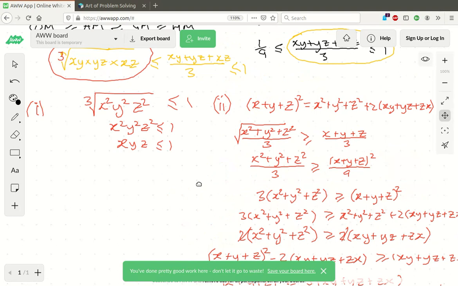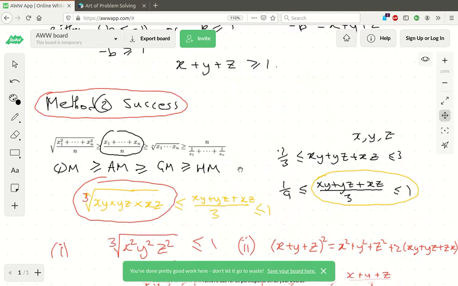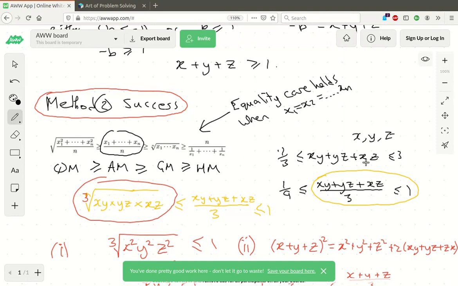Now, it is important that these inequalities are "or equal to". It is an "or equal to" case, because the marvelous thing about the QM-AM-GM-HM inequalities is that the equality case holds when x equals x1 equals x2 equals all the way up to xn. Or in our situation, when x equals y equals z. The equality case holds in that situation.